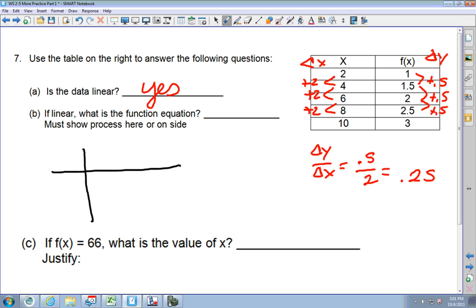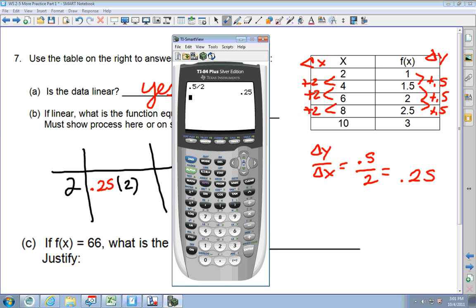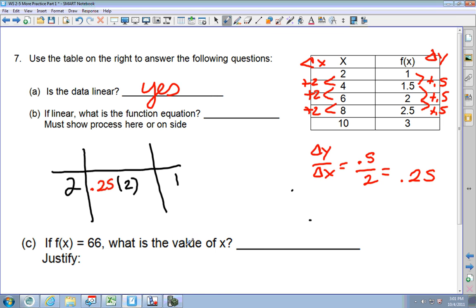Right here when I have my table, I'm just going to use one of the points, 2 and 1. I've got 0.25 times 2, and press enter. I get 0.5. So multiplying these two together, I get 0.5. Oh, well, that makes sense.